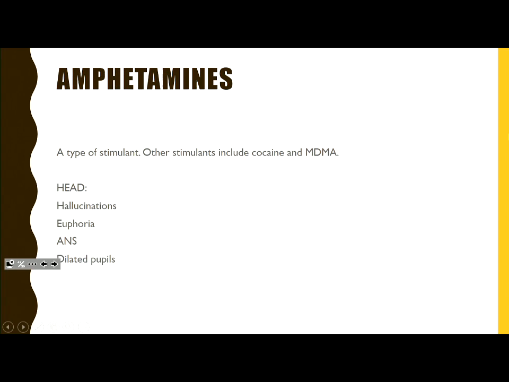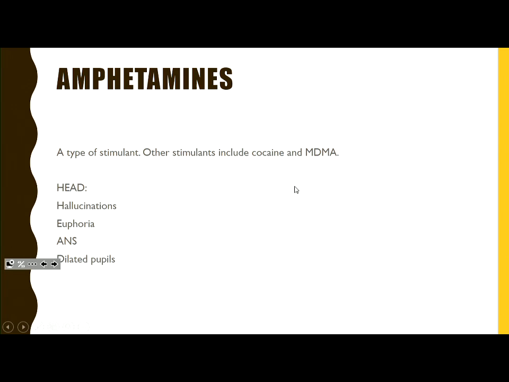Amphetamines, I just wanted to put this one in because it's good for MCQs. Basically, the acronym to summarise the stimulant side effects is HEAD: hallucinations, euphoria, ANS symptoms, and dilated pupils. So like with the opioid intoxication, it was constricted pupils. With the withdrawal, it's dilated. With amphetamines, it's dilated. It's good to know these because they can help you cross things out really quickly as you're going through your list. That's pretty much the same symptoms you get for other stimulants like cocaine or MDMA as well.